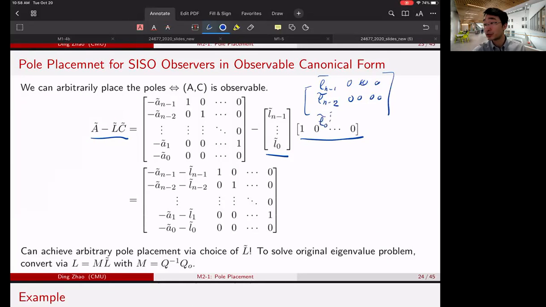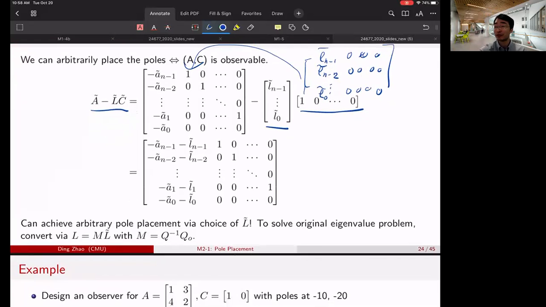Until L0 tilde with all the zeros, we can directly add this one to A tilde. So this is our final A, the new A with the feedback control. Let's call it A hat.